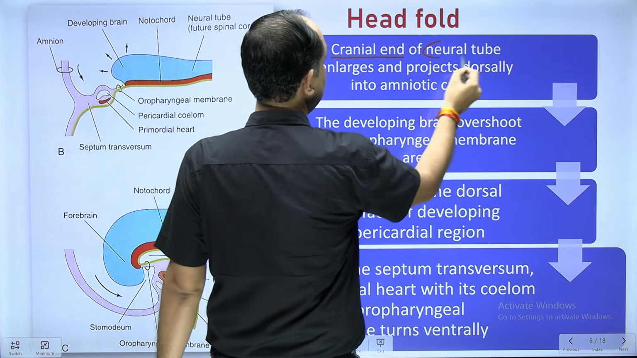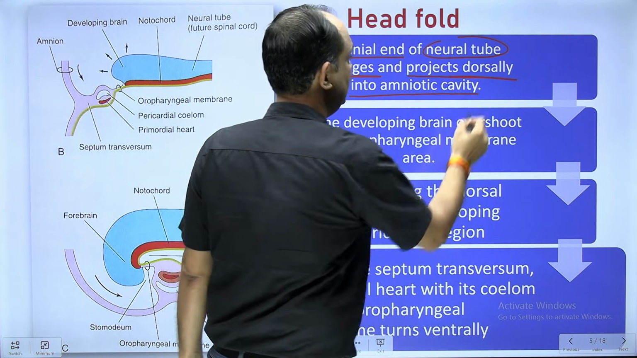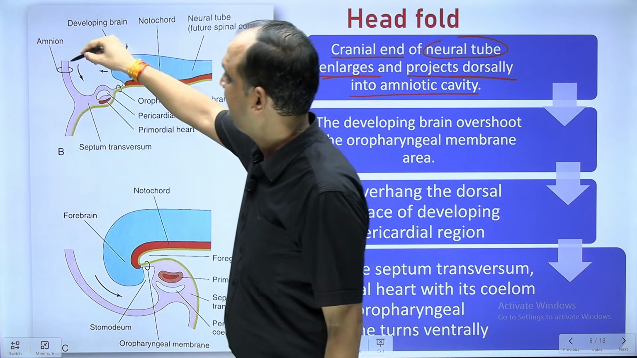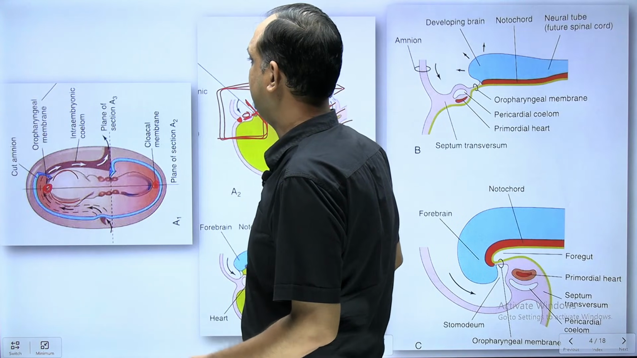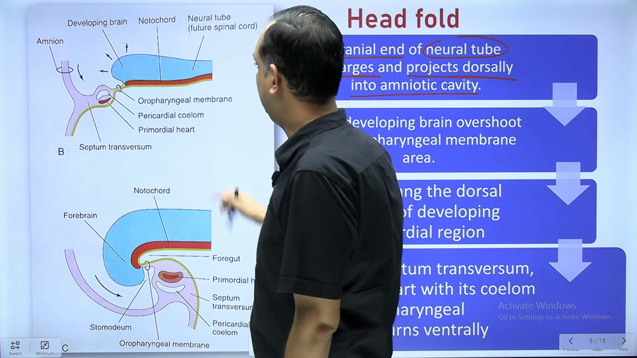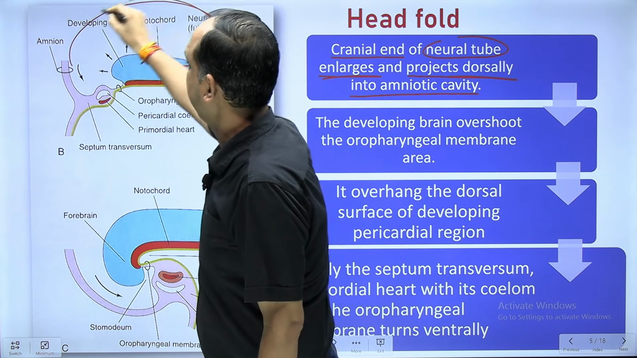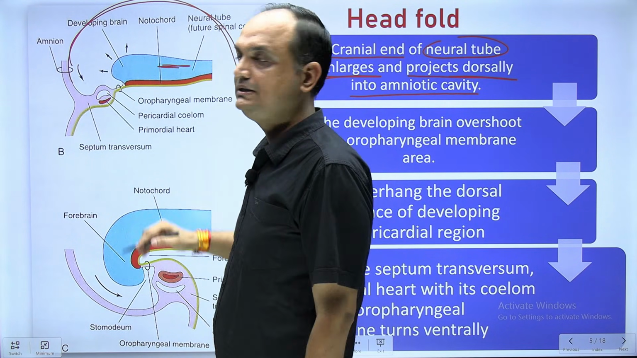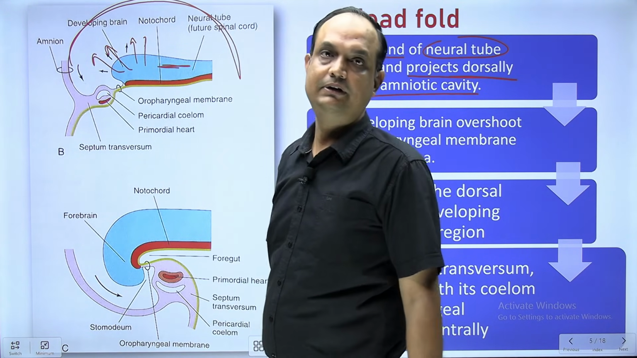cranial end the neural tube enlarges and it projects dorsally into the amniotic cavity. So, you know that there is an amniotic cavity in the upper part, and in this upper part where you will have the amniotic cavity, the floor is formed by the neural tube. So, this is your amniotic cavity in the upper region, this is the neural tube, and as the enlargement of the tube starts, it starts to project into this amniotic cavity.